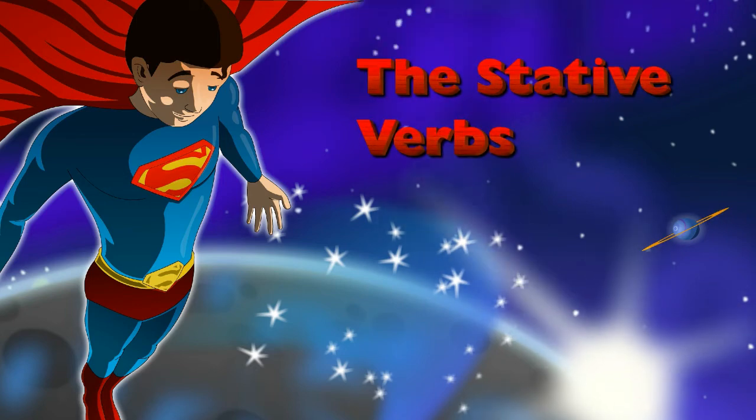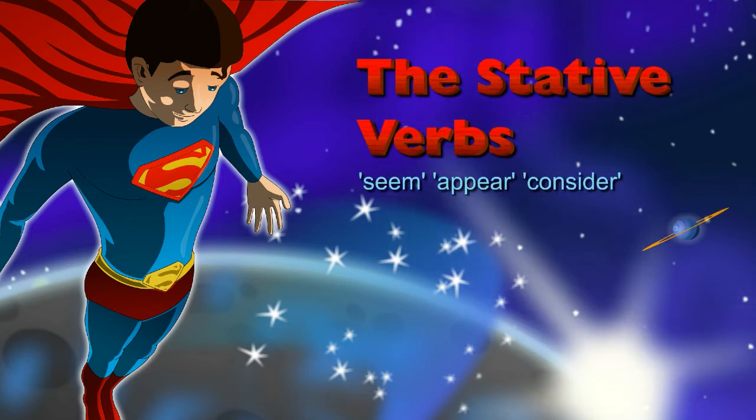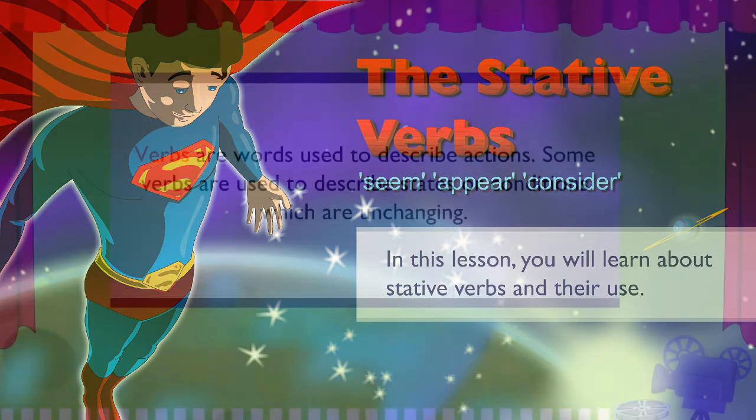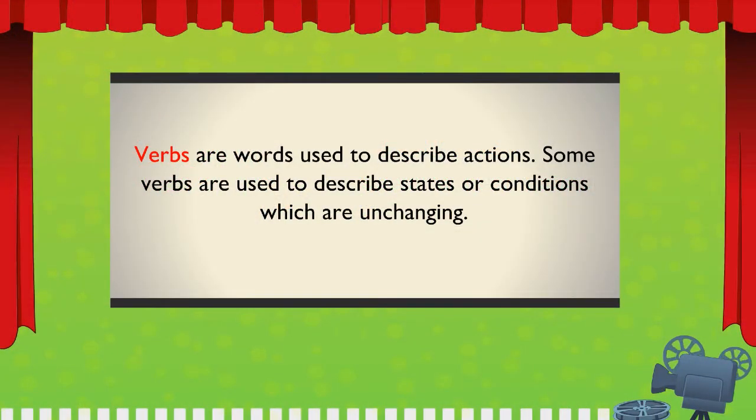Stative verbs: seem, appear, consider. In this lesson, you'll learn about stative verbs and their use. Verbs are used to describe actions. Some verbs are used to describe states or conditions which are unchanging.